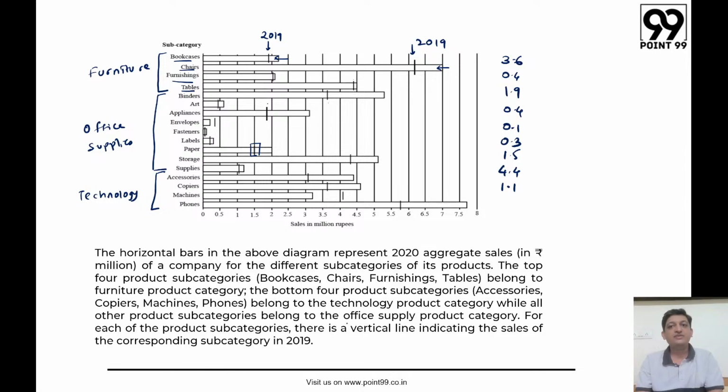So this is basically where office supplies end. Now we can just add everything and try to see which is the closest option that we have. So 3.6 plus 0.4. We can just add it as 2-digit numbers. So 36 plus 4 is 40. 40 plus 19 is 59. 59 plus 4 is 63. Plus 1, 64, plus 3, 67, plus 15 is 82, plus 44 is 126, plus 11 is 137. So 137 or 13.7 will be the total here.